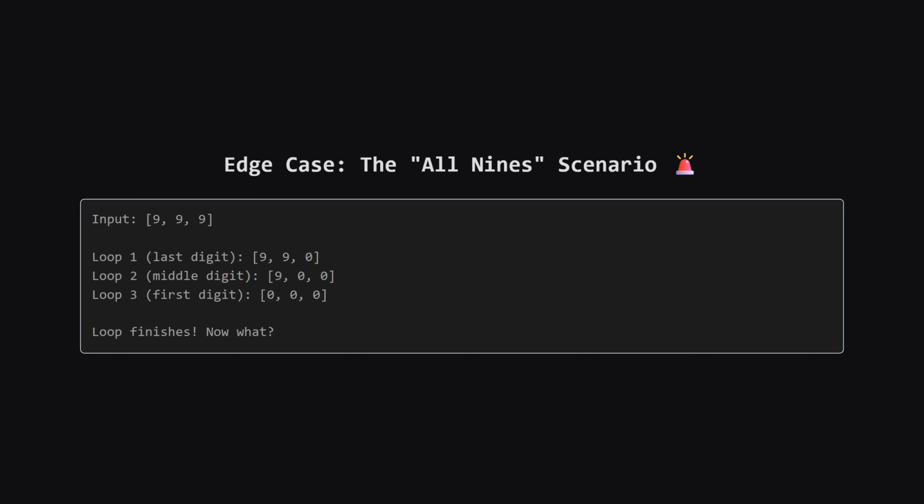Now we have to talk about the trickiest case. What happens if our input is all 9s? Like 999. The loop will run for the last 9, turn it to 0. Then the middle 9, turn it to 0. Then the first 9, turn it to 0. The loop finishes, and we are left with a list of all zeros. But the answer should be 1000.